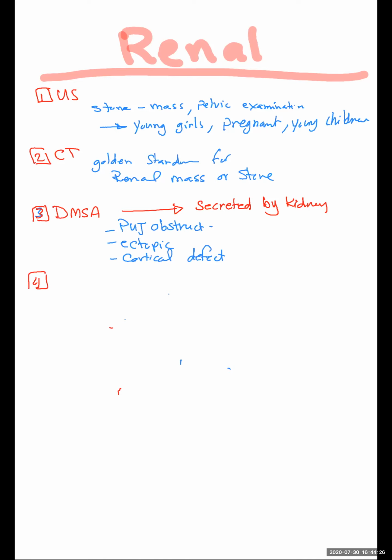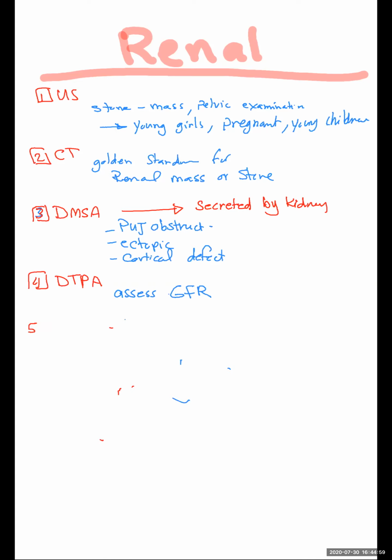Number 4, DTPA. Used to assess glomerular filtration rate. Imaging, not like urine clearance. Okay, urine clearance is an investigation, but this is imaging. Okay, so this is another thing for glomerular filtration rate. Renogram, one of the important imaging.